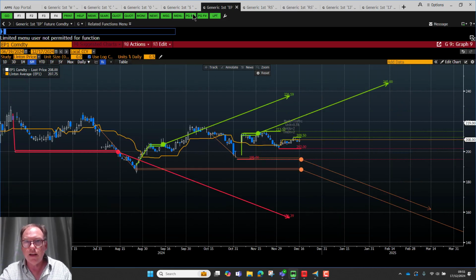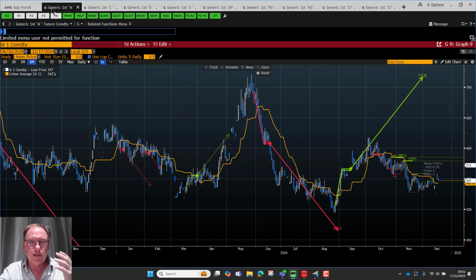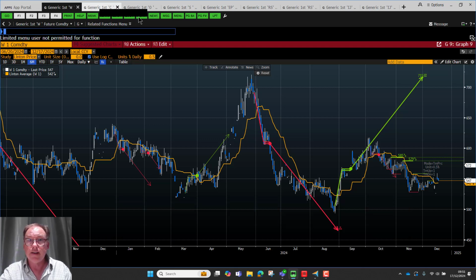So take a look at the charts, have a go at using the targets yourself. You can use them on any chart on your Bloomberg, really quite straightforward. Just remember, just type APPS LIN go, and you can add the targets, and then you can add a button here, and you just put them on whenever you want. So really key. This is my template now for Bloomberg. I'm looking at any chart. If there's any charts you want me to cover, just let me know. I'm very happy to look at any charts you want.